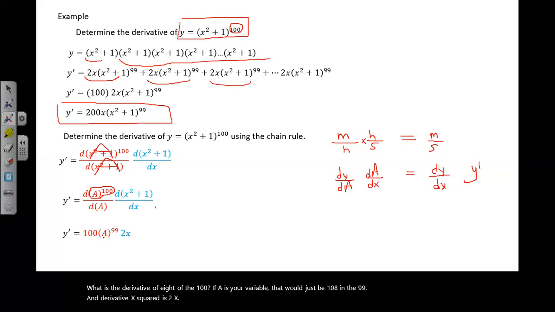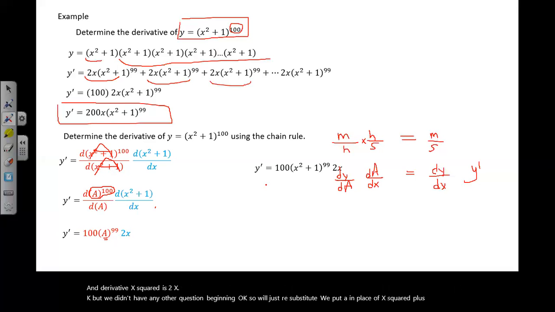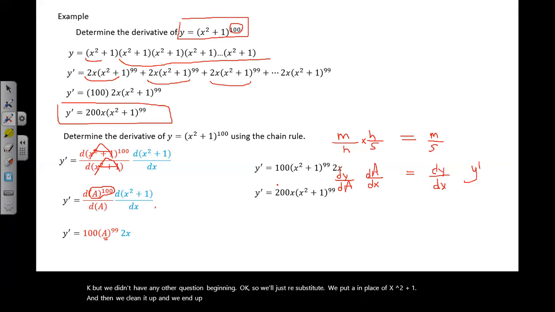Okay, well, we didn't have a in the question in the beginning. Okay, so we'll just resubstitute. We put a in place of x squared plus 1. And then we clean it up, and we end up with the exact same answer.